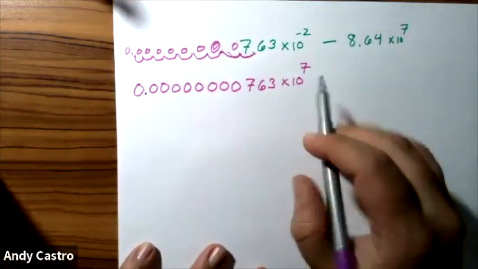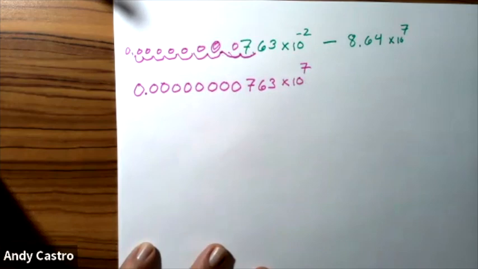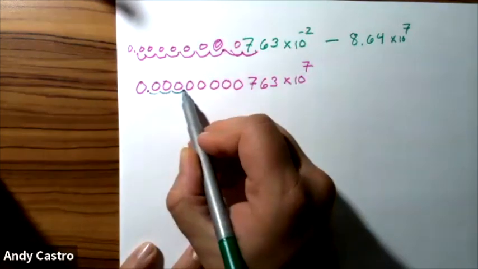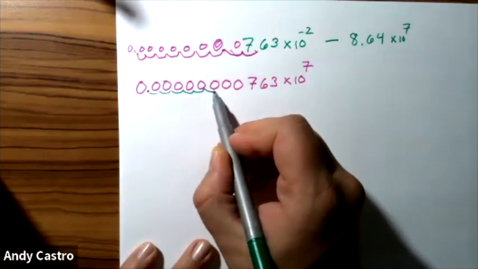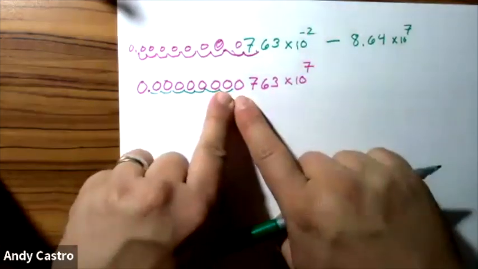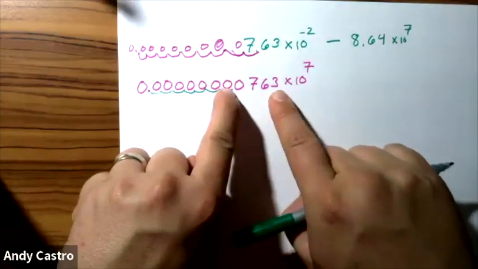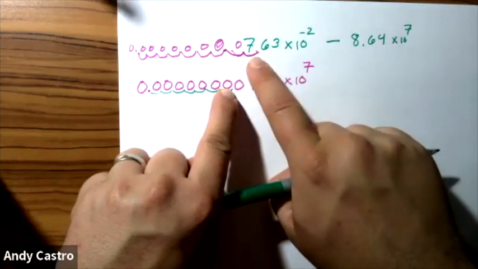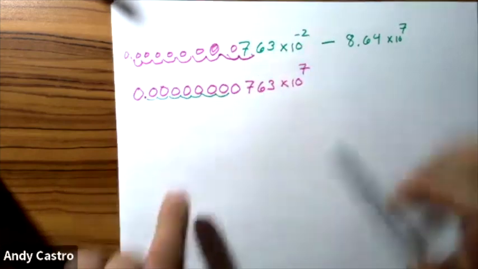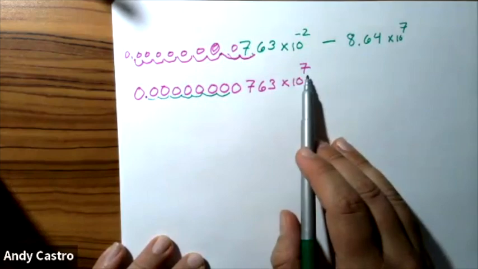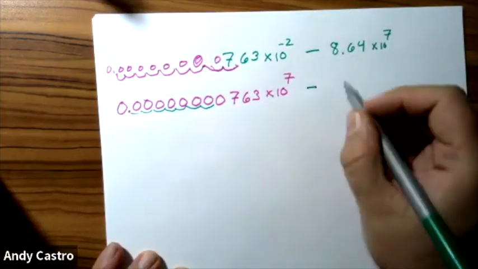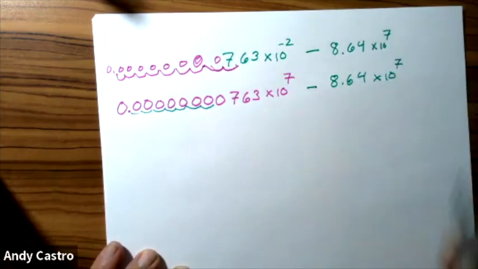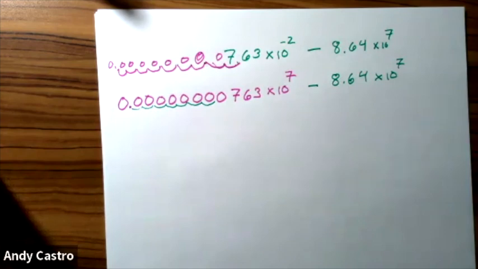Remember, when we go to the 7th, we go to the right. So when I go to the 7th here, if I were to move this over, 1, 2, 3, 4, 5, 6, 7. Now we're back to 0.0763. That's my original number, 0.0763, which is also 7.63 times 10 to the negative 2. So this is the number if I have times 10 to the 7th. Then we're going to subtract 8.64 times 10 to the 7th. Okay, so now I have like terms.